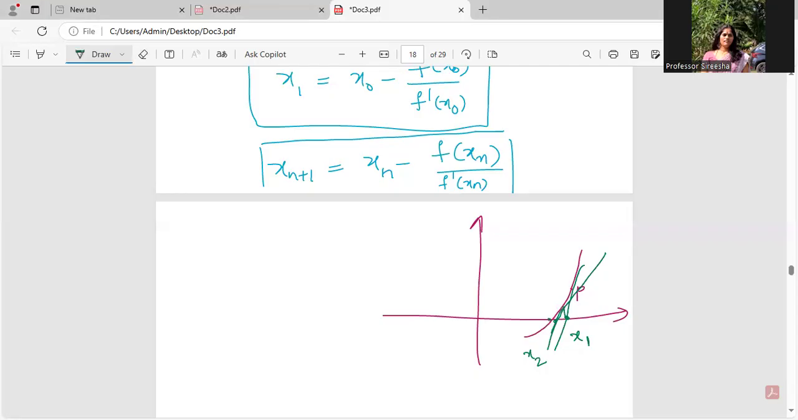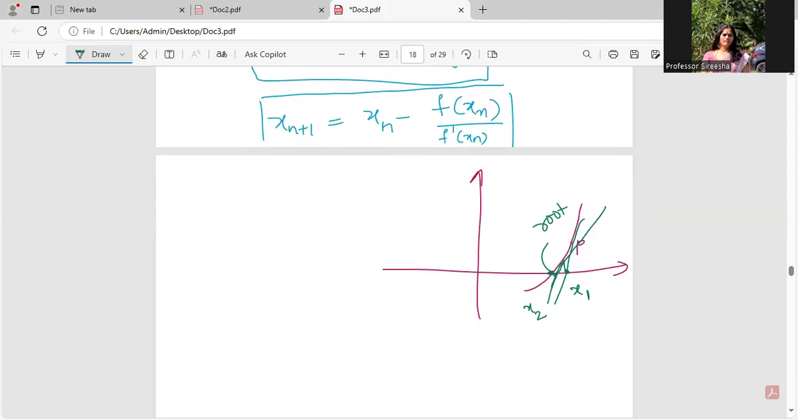And slowly you can see wherever the curve touches the x-axis, that would be my actual root, right? Slowly, I'm converging towards the root. And of course, Newton-Raphson method is of quadratic convergence, guys. So it converges very, very fast. Quadratic convergence.